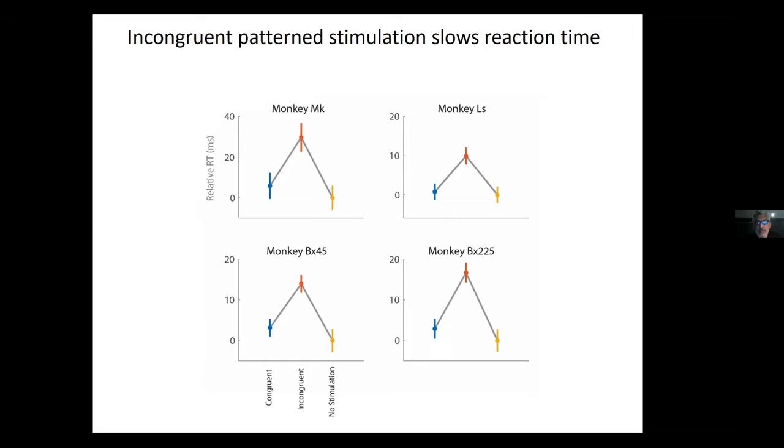However, when we stimulate incongruently, what's key here is we're using the same electrodes, the same currents, the same frequencies, but now delivering them in the opposite order, that is incongruent with the natural pattern, we can delay reaction time significantly. So we think this propagating pattern matters: it's not enough that desynchronization happens on a single electrode, but rather you need desynchronization to evolve in a spatially organized fashion to facilitate movement initiation.